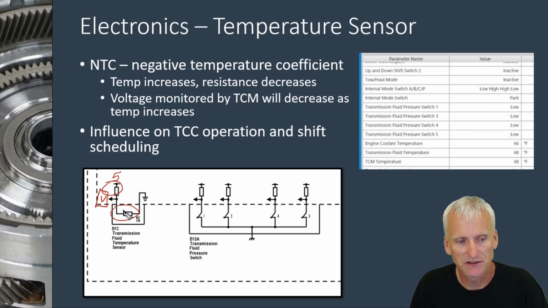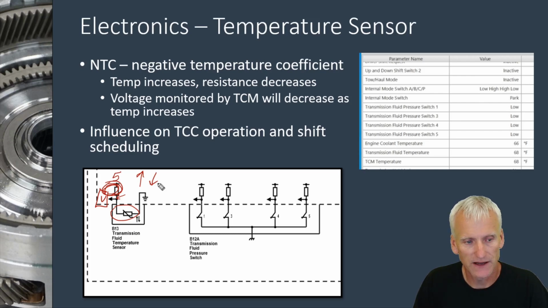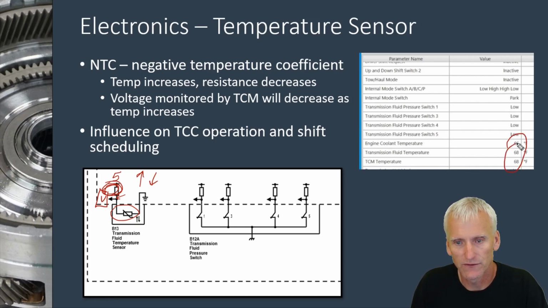But as this one starts lowering resistance, as temperature increases, more voltage is going to drop in this first one, leaving less voltage left over on that line. So as the temperature increases, the voltage will actually decrease. That's pretty typical on how they operate. The computer is going to be able to look at the voltage values and compare that to a table that's programmed into the computer to figure out what the temperature is, whether it's coolant temp, intake air temp, or transmission fluid temp.